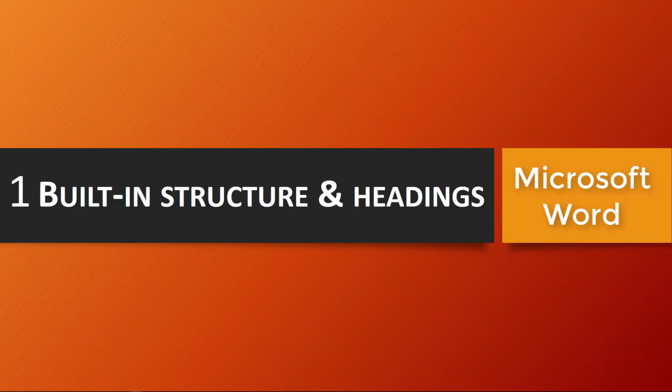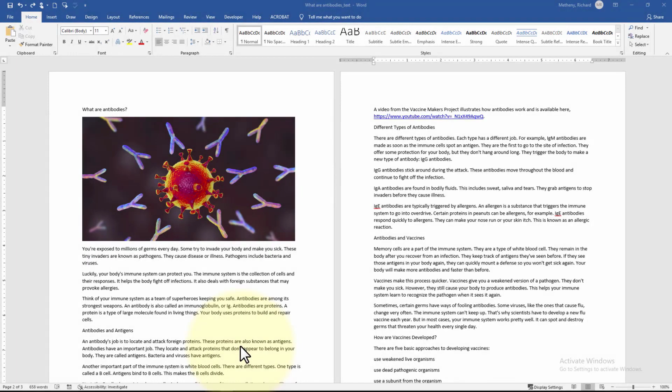Number 1. Built-in structure and headings for Microsoft Word. Let's talk about using styles in Word to create built-in structure. When you're creating a document in Word, don't worry about getting it formatted. Get it written. If you can cleanly lay something out first, we'll go back and format it later. Now we're going to use styles to format, and there's a lot of power behind that beyond simply making the document accessible. Let's look at styles.